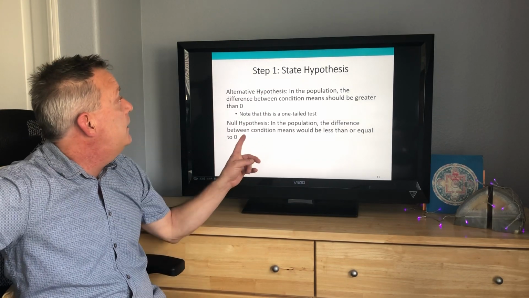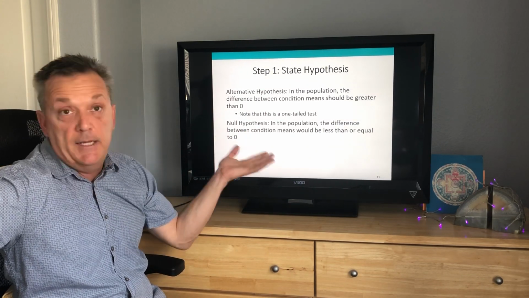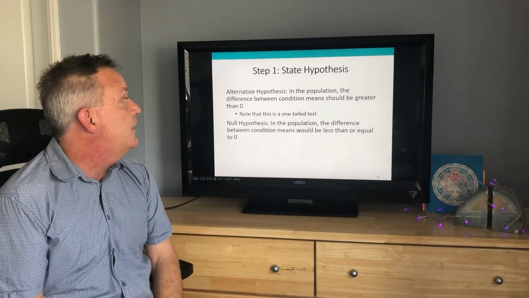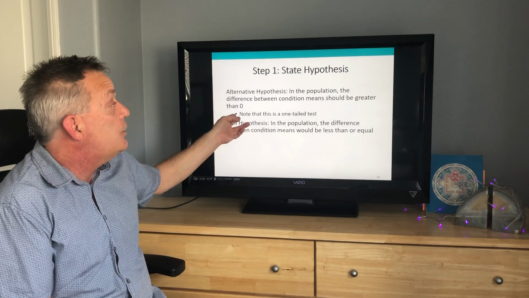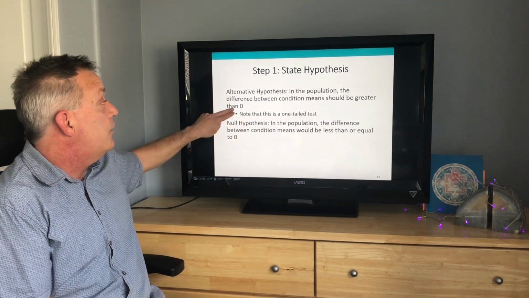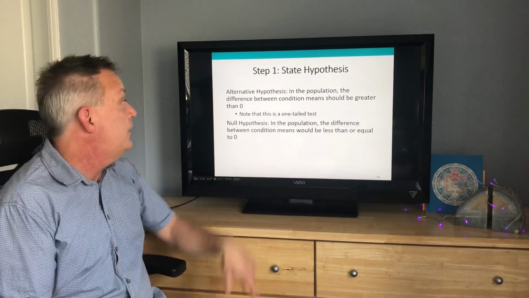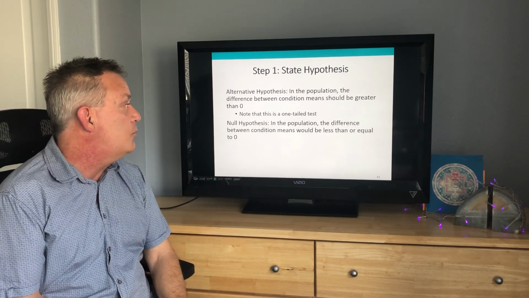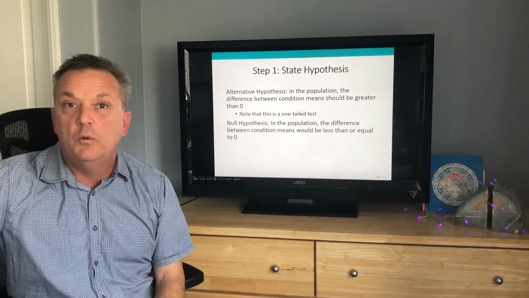So step one in terms of taking a look at this experiment: you have your alternative hypothesis. In the population, the difference between the condition means should be greater than 0, and note that this is a one-tailed test. The null hypothesis is that in the population, the difference between the condition means would be less than or equal to 0.